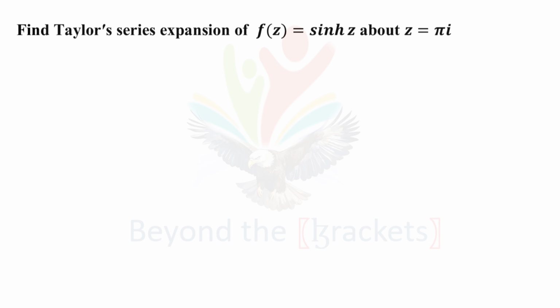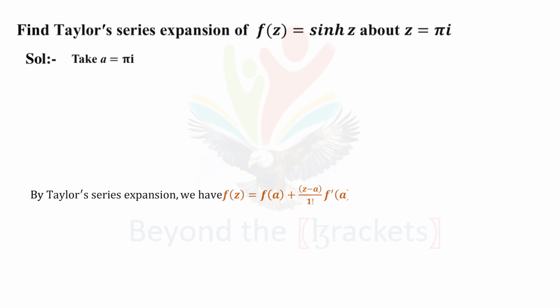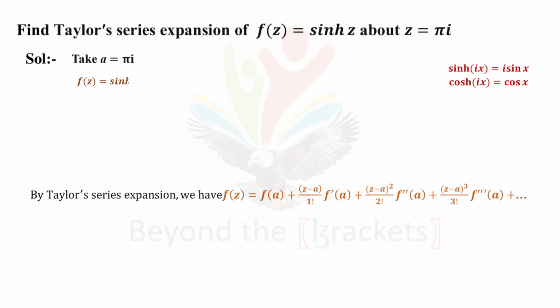Obtain the Taylor series expansion of f of z equal to sinh z about z equal to pi i. Since the expansion is about z equal to pi i, we take a equal to pi i. By Taylor series expansion, f of z is given by this expression. So we first compute the derivatives. Here f of z is sinh z, so f of a at a equal to pi i will be sinh pi i, which is equal to i sin pi. Since sin pi is 0, this value will be equal to 0.